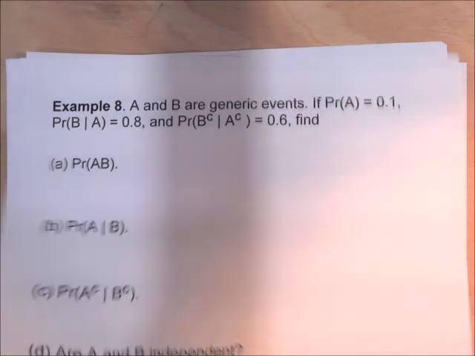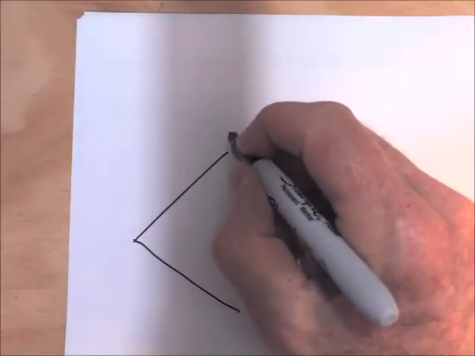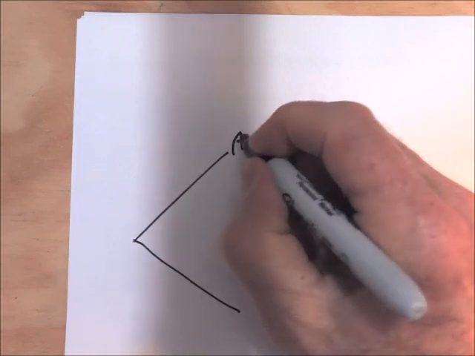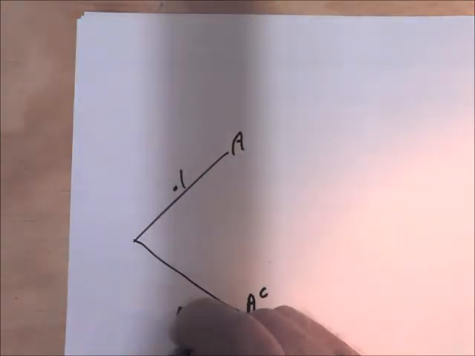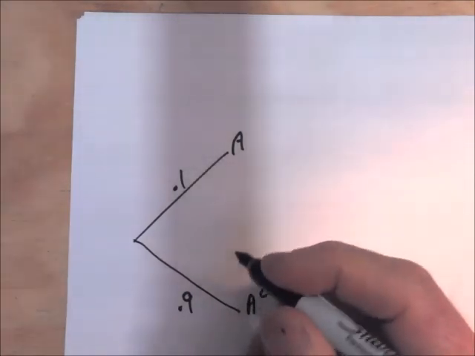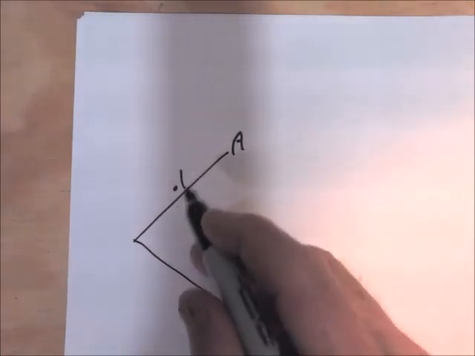And a tree is going to be helpful for this. You could also use Bayes' formula, but I like to use a tree. I think the tree kind of helps your intuition more than Bayes' formula. So we're given probability of A is 0.1, and that means the probability of A complement is 0.9. It's 1 minus 0.1 is 0.9.